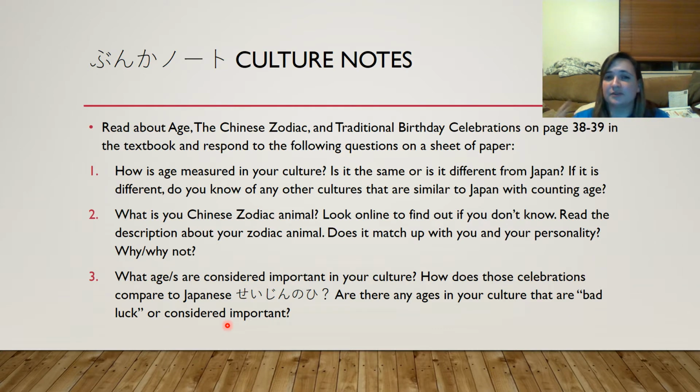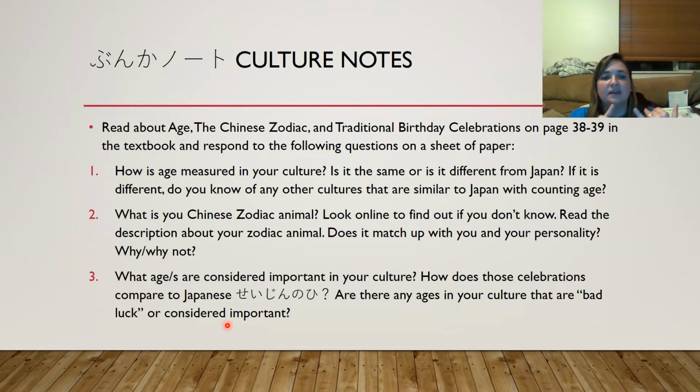Okay, so that's kind of the bulk of our bunpo today. We're going to go ahead and move on to our bunka noto. So 皆さん, if you haven't already, 教科書を出してください. And you're going to go ahead and do a little bit of reading. So I want you to read about age, the Chinese zodiac, and traditional birthday celebrations on pages 38 and 39 in our textbook. And ここに書いてある質問に答えてください. So go ahead and answer the questions on paper.